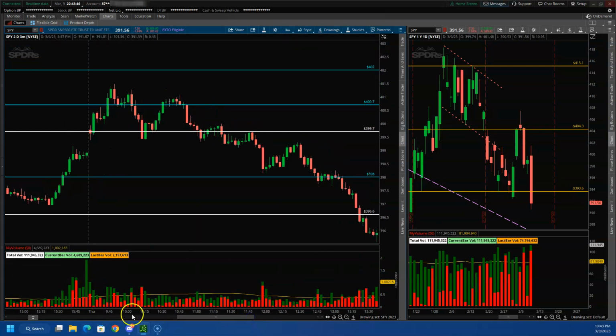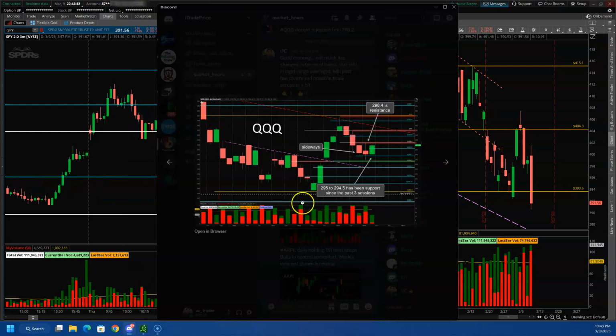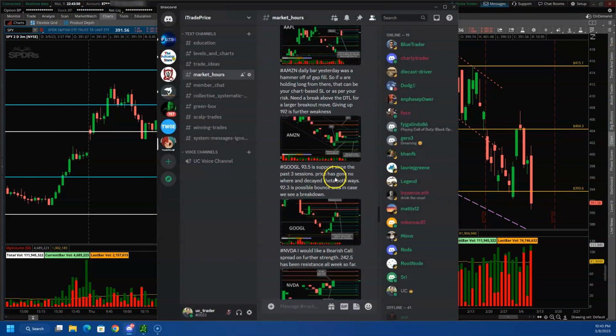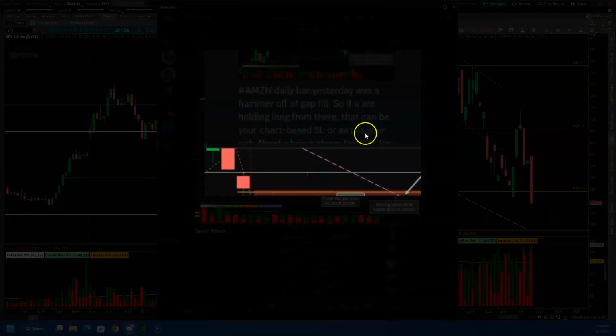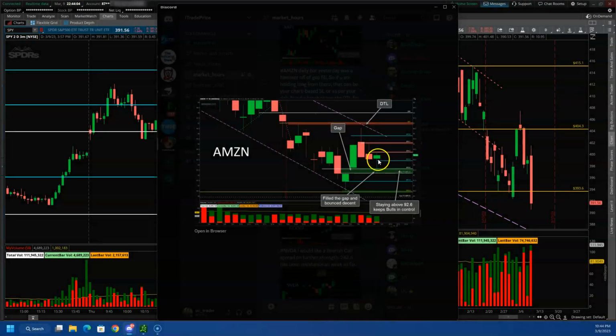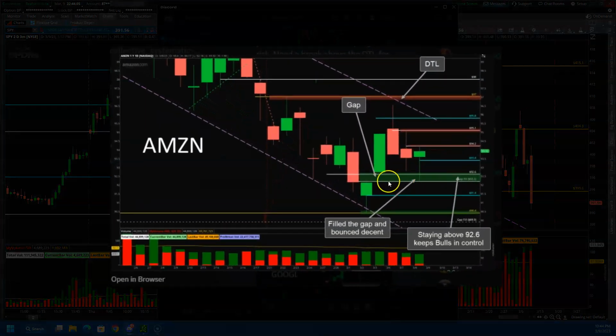Now let's look at a couple of names that we traded today, right? Specifically, I traded Apple as well, but Amazon, right? Amazon daily bar yesterday was a hammer. Need to break the DTL, which is this one, on a higher time frame to get bullish. But yesterday, the gap fill, I like playing gap fills. Price goes to the gap fill, you buy it there with a tight stop loss, maybe once support level down, it went back up all the way, and today we saw a nice move up to the upside.